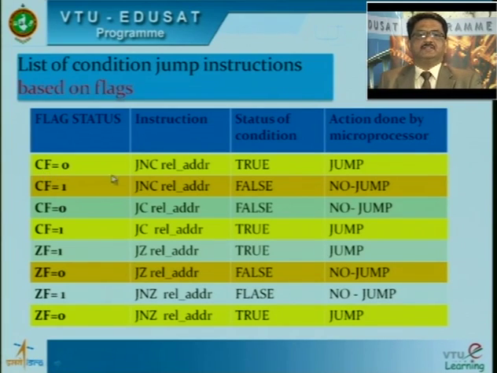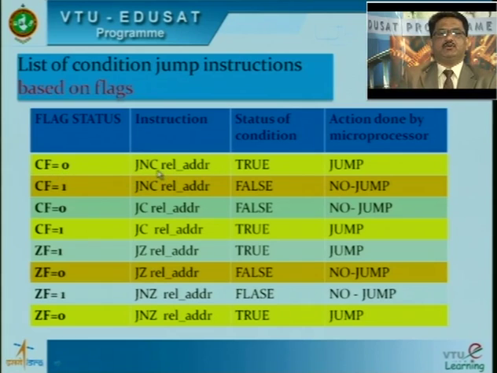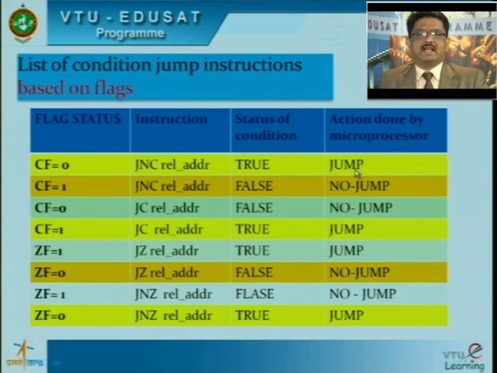Now, jump if no carry to relative address. If the carry flag is equal to 0, the condition is true, and the action taken by the microprocessor is that it performs a branching operation. There is a jump. Jump if no carry to relative address. If the carry flag is equal to 1 and I use this particular instruction, then the condition is false, no jump. Sir, when do we use this?